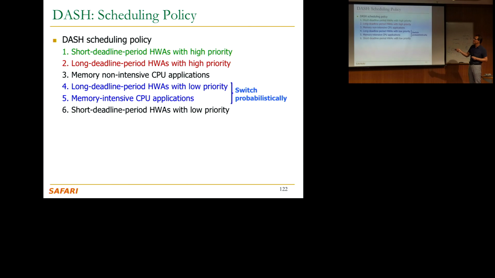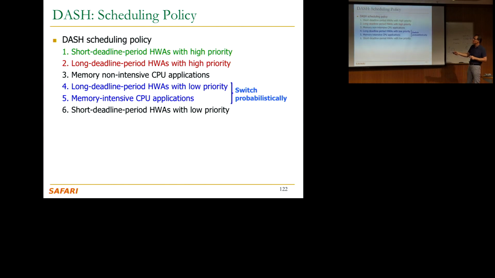So short deadline period hardware accelerators have the highest priority. Long deadline ones actually sometimes have high priority. You schedule them based on the worst case memory access times, and based on that, sometimes they should get high priority. So when they have high priority, they have the highest priority. Long deadline period hardware accelerators sometimes have high priority if they're not meeting their deadlines, if they're not meeting their progress requirement. As a result, there's a second high priority.